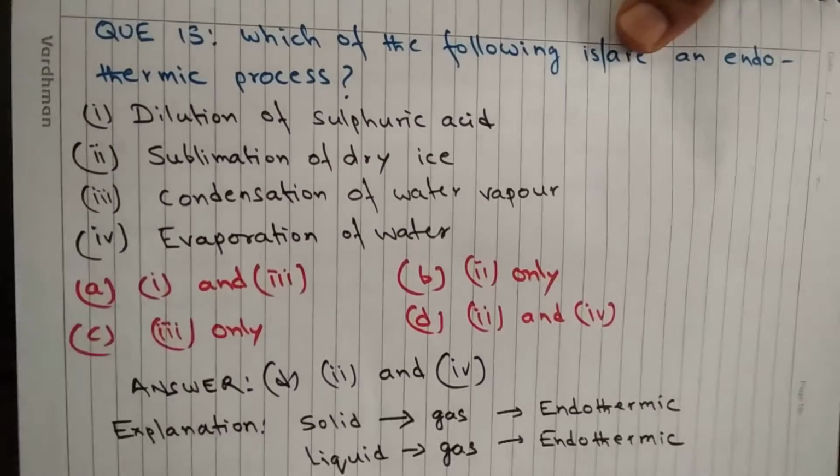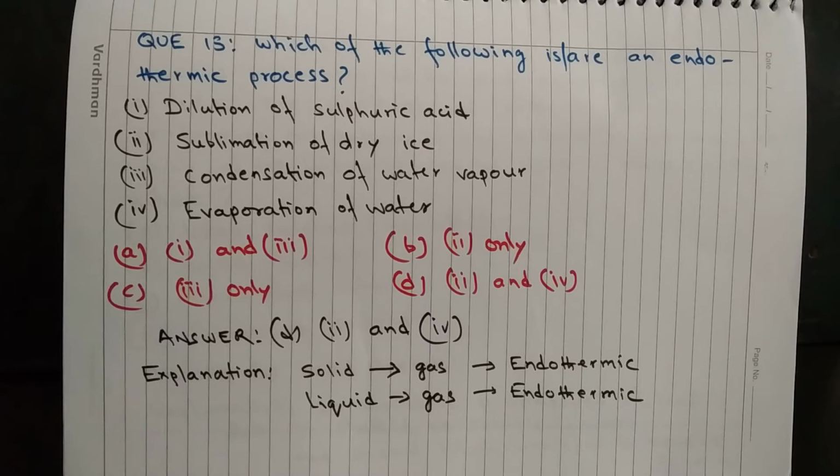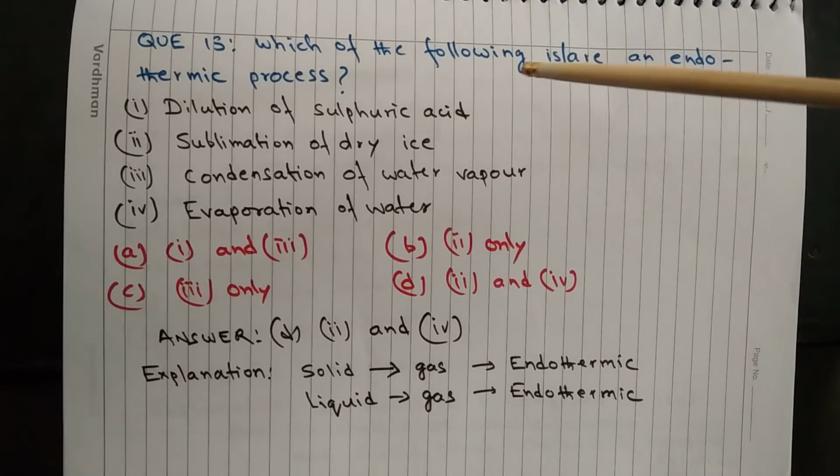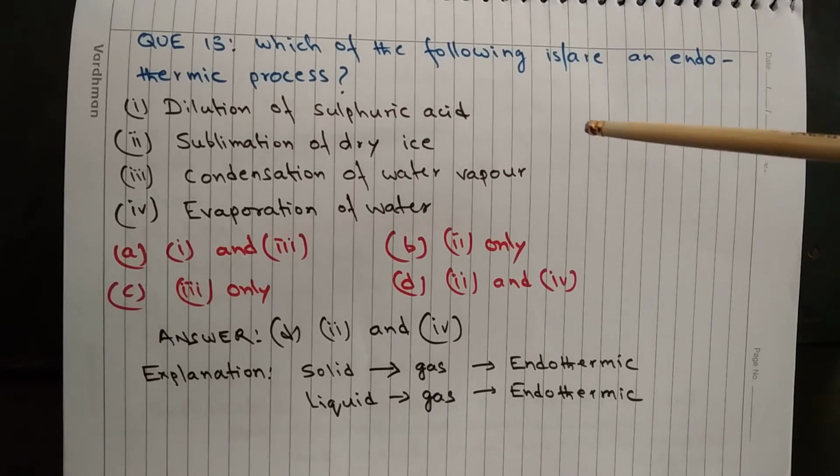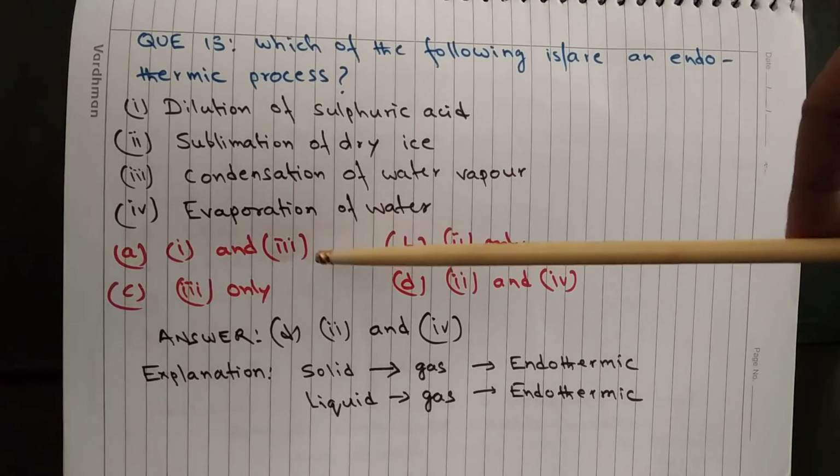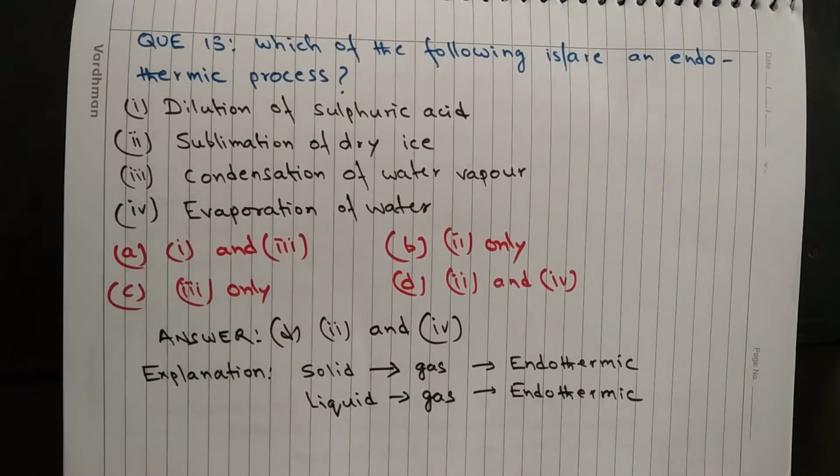Question 13. Which of the following is or are an endothermic process? Number 1, dilution of sulfuric acid. Obviously it will be an exothermic process. Dilution of any acid is exothermic. 2, sublimation of dry ice. 3, condensation of water vapor. And 4, evaporation of water. Options are A 1 and 3, B 2 only, C 3 only, and D 2 and 4. The answer is D 2 and 4.